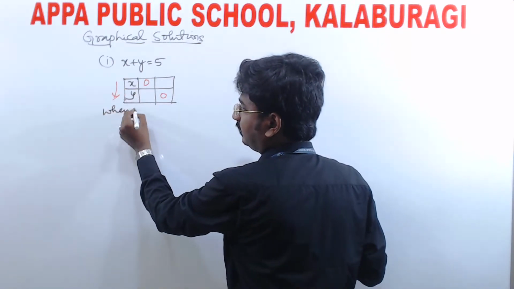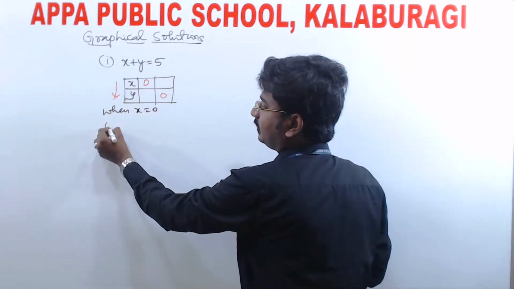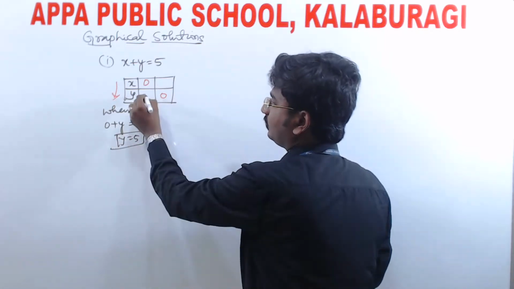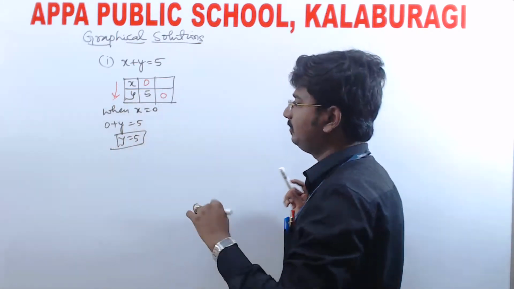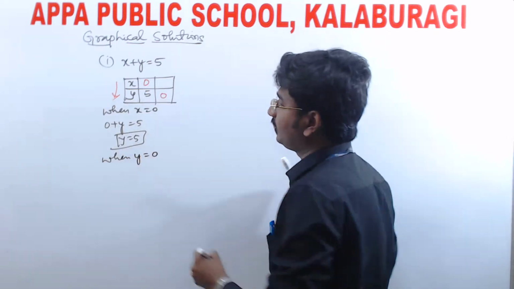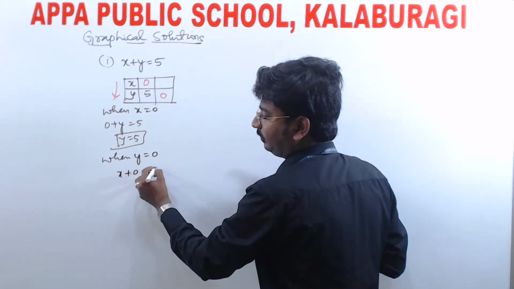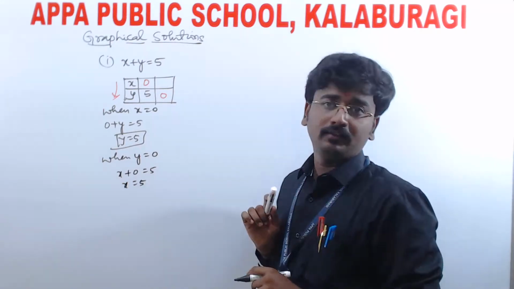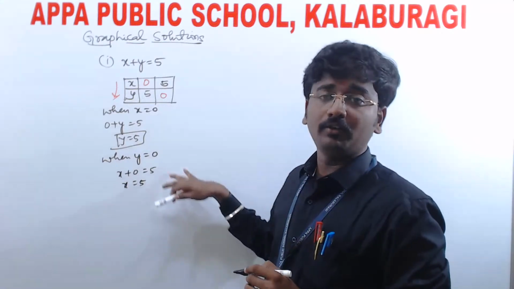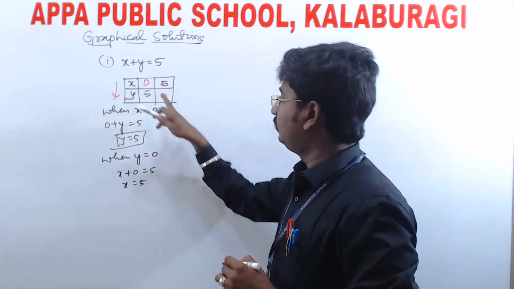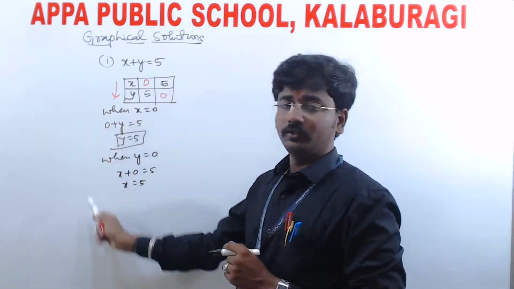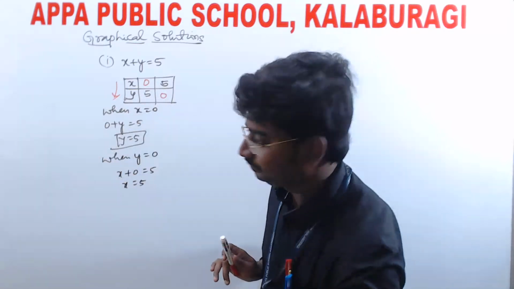When x is equal to 0, 0 plus y equal to 5, the value of y is 5. So here I will write it as 5. Similarly, when y is equal to 0, x plus 0 equal to 5, the value of x is again 5. So these solutions you have to write compulsorily. If you write the direct answer, we will reduce the marks. So whatever solution I have done, you have to solve it.